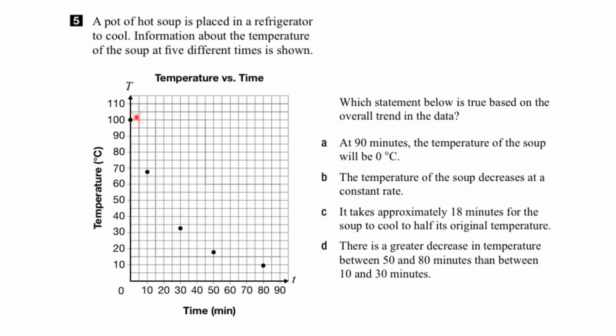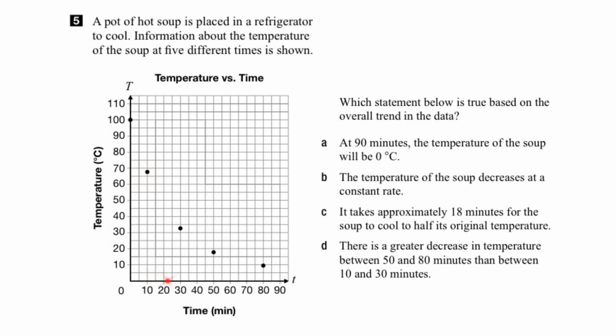We can see that at time 0, as soon as we place it in the fridge, the temperature of the soup is 100 degrees Celsius. Now that makes sense because the soup is probably boiling and the boiling point of water is 100 degrees. Next, we see that after 10 minutes, the temperature of the soup has dropped to about 67 degrees Celsius.